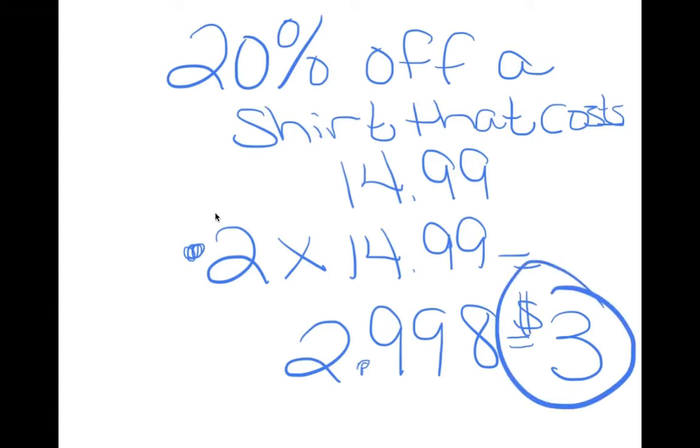Okay, that's how percents are important, is that we want to know what our savings is going to be. And then if I asked you what the actual price of the shirt will be, it'll be $14.99 minus $3. So you're going to end up spending about $11.99. All right, that's pretty much it for this lesson. It's that easy. So good luck with all your practice and checkpoint, and I think you'll do awesome.